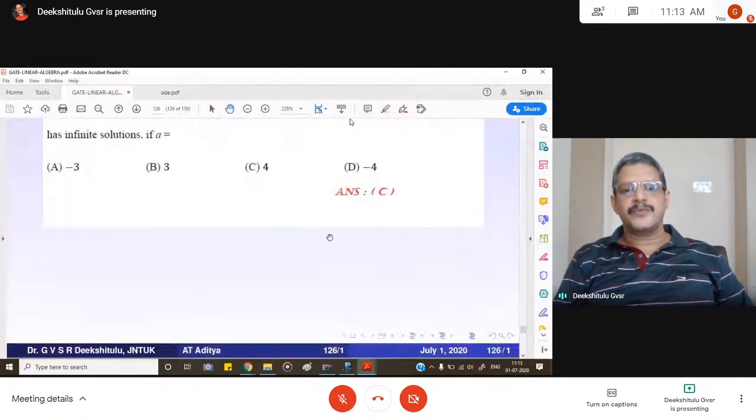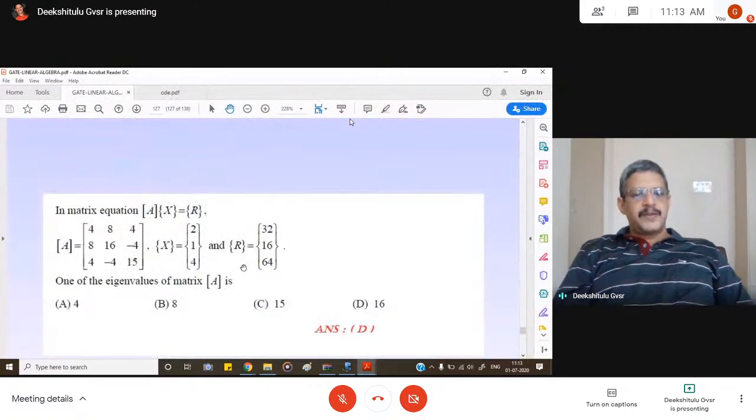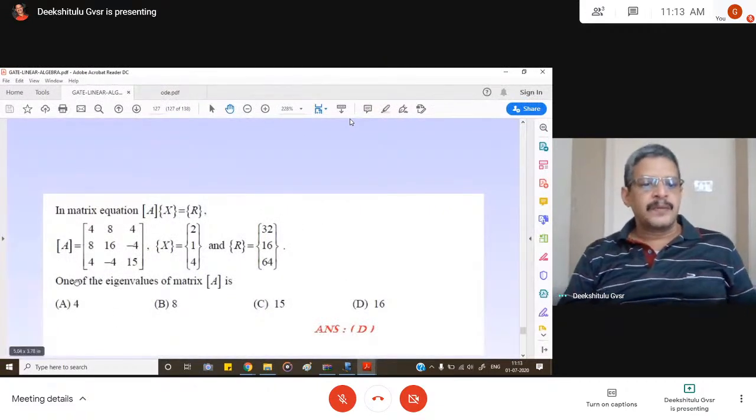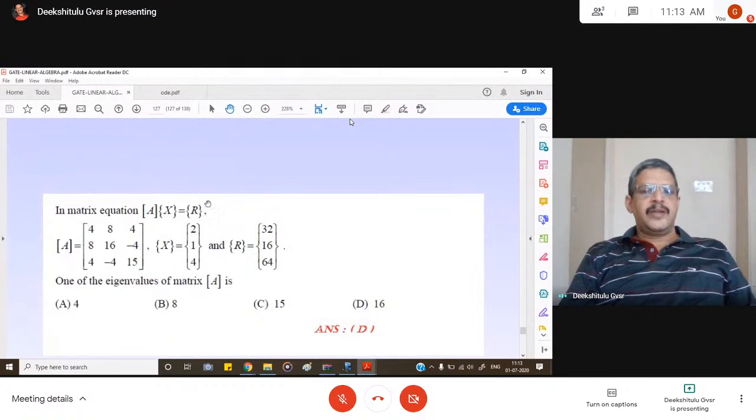Okay, so C is 4, answer is 4. So in the matrix equation Ax is equal to R, one of the eigenvalues of the matrix here. Ax is equal to R. So this R, I said Ax is equal to lambda x.